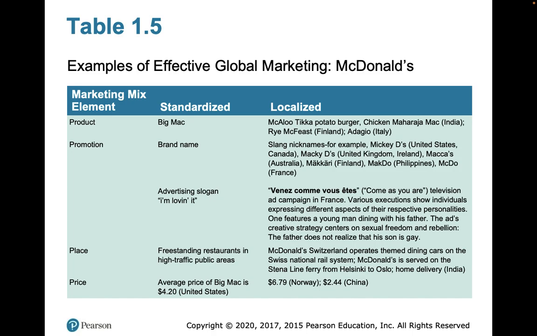Then we have examples of effective global marketing which McDonald's has adopted. First is the marketing mix elements. All the four P's are present. They have the product, the promotion, the place, and the price. But what are the standards? They have the same price, they still sell the same things, their colors are the same, and their slogan, I'm loving it. The slogan is always the same all over the world. If you hear I'm loving it wherever part of the world you go to, you know it's the McDonald's slogan.